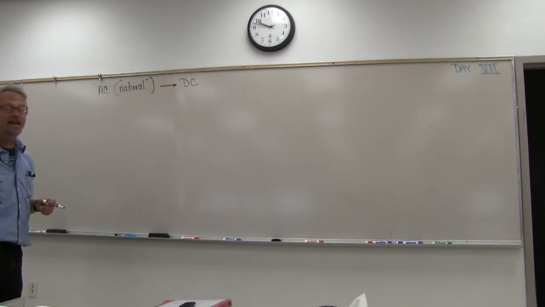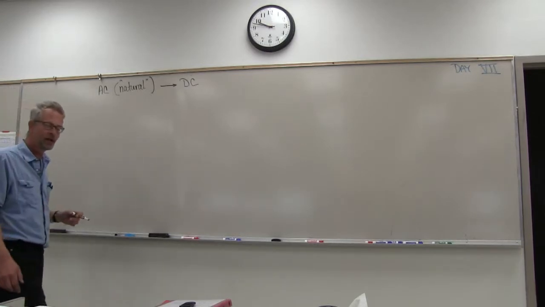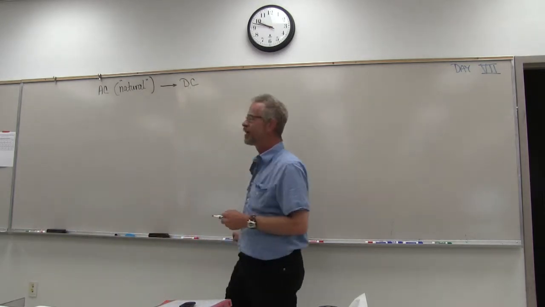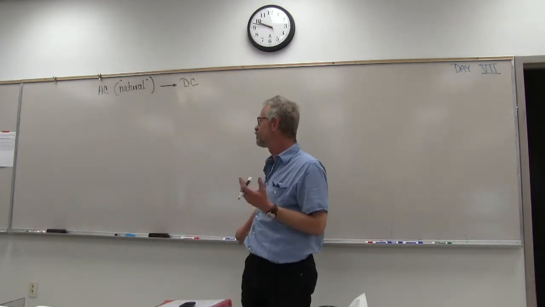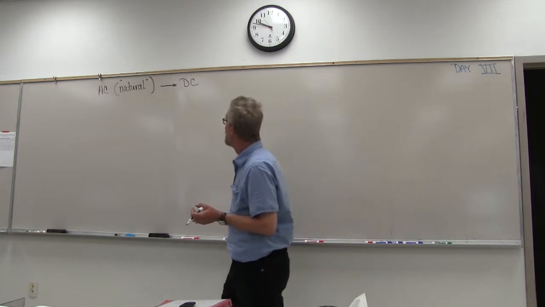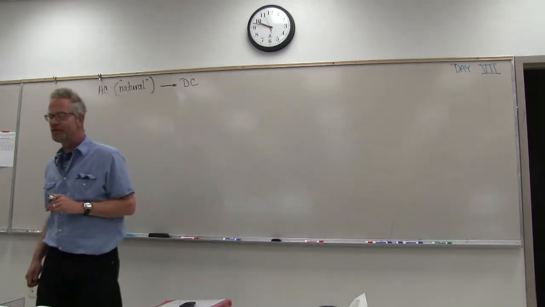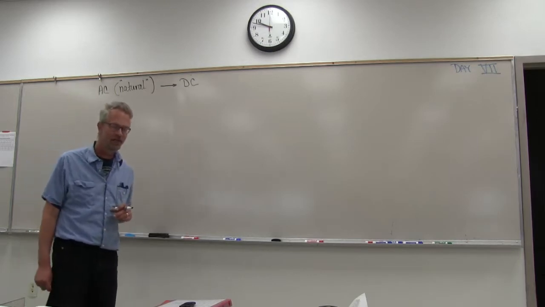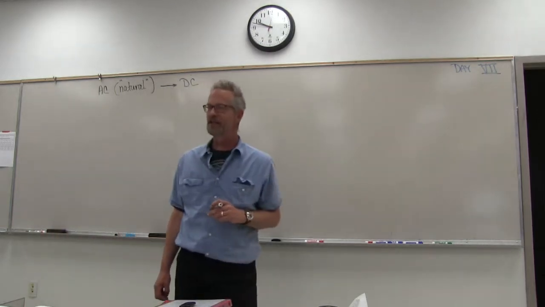Okay, DC is not natural. DC is something that we have to manufacture generally. We can get it from the sun. We can get it from batteries, which we need to charge. But the preponderance of DC comes from a device that converts AC to DC.